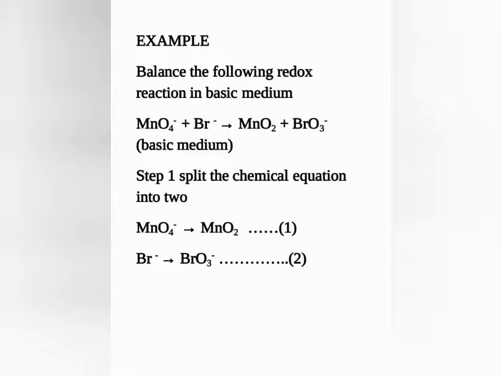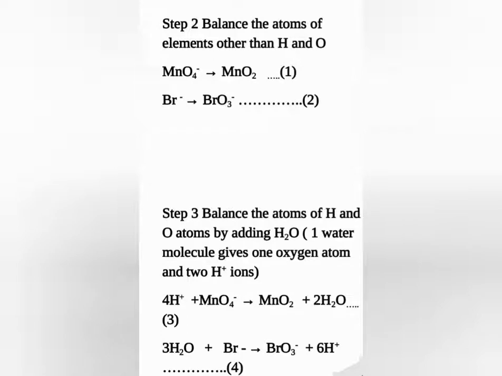The second step is the same thing we have already learned: balance the atoms other than hydrogen and oxygen. On the left hand side there is only one manganese atom, and the right hand side also has one manganese atom, so no change. In the second equation, the left hand side has one bromine and the right hand side also has one bromine.